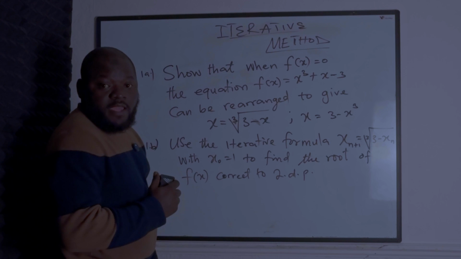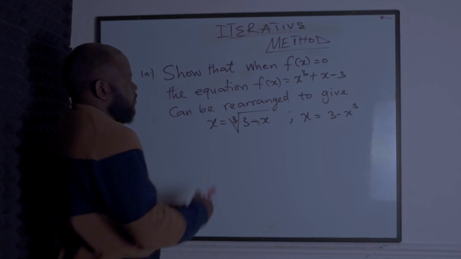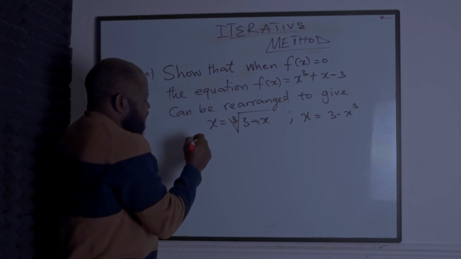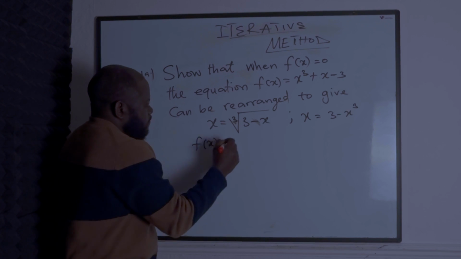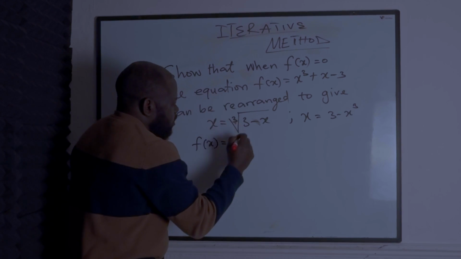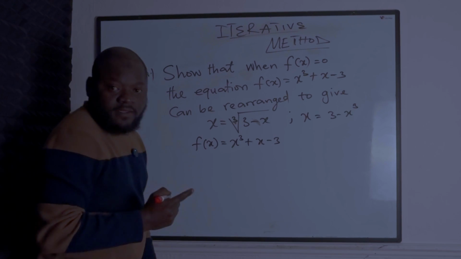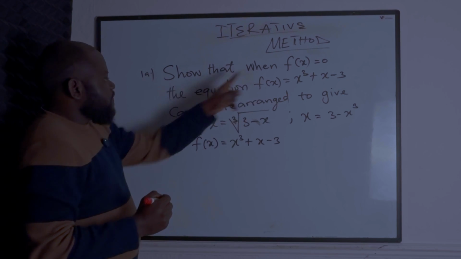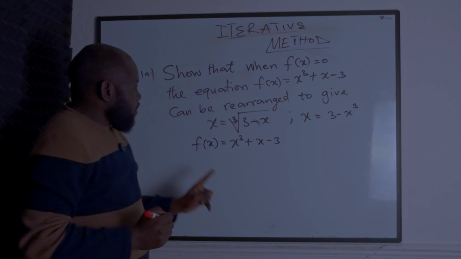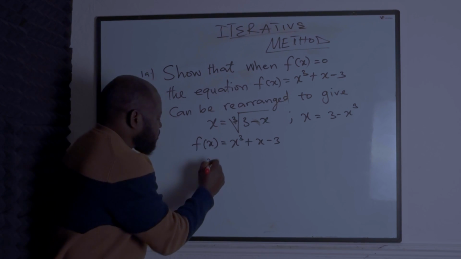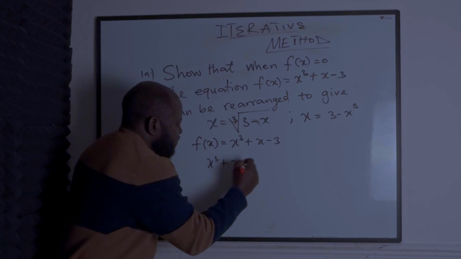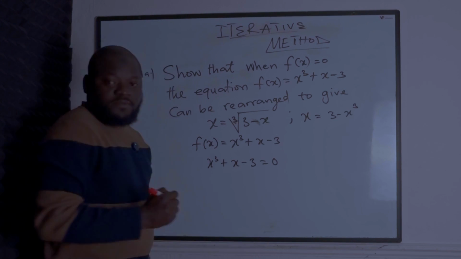Let's start with the A part of the question. So we have f of x equal to x cubed plus x minus 3, right? You are told that f of x is equal to 0. What does that mean? That means x cubed plus x minus 3 equals 0.